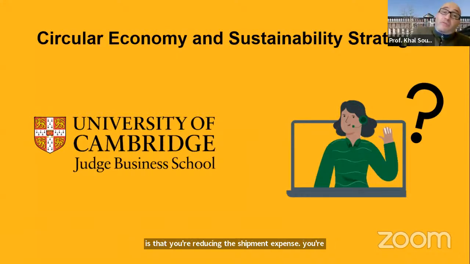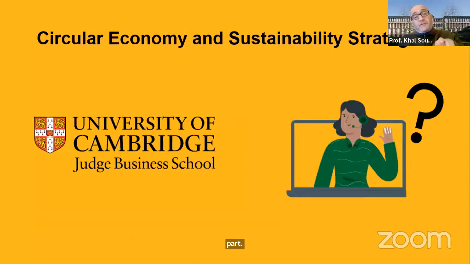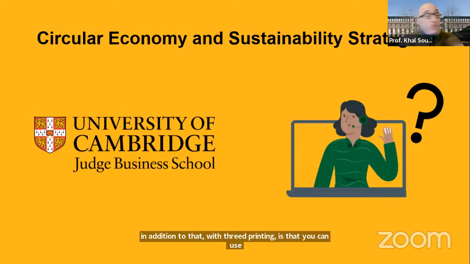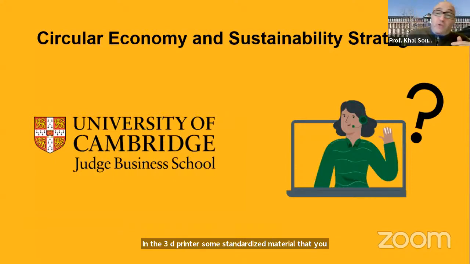In addition to that, with 3D printing you can use some standardized material in the 3D printer that you could have thrown away, namely plastic. So plastic could be used in additive manufacturing to produce some basic products that you need, some furniture, even a whole range of other things. Now, 3D printing can exist in different industries.